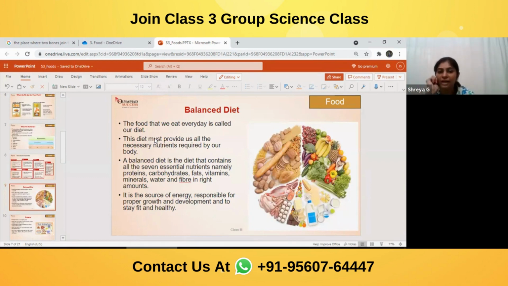Okay. The food that we eat every day is our diet. The diet must provide us all the necessary nutrients required by the body. We require everything. Proteins also, minerals also, water also, carbohydrates also, fats. So everything is required. But in proper amounts. Not in improper amounts. In proper amounts. That is a balanced diet.